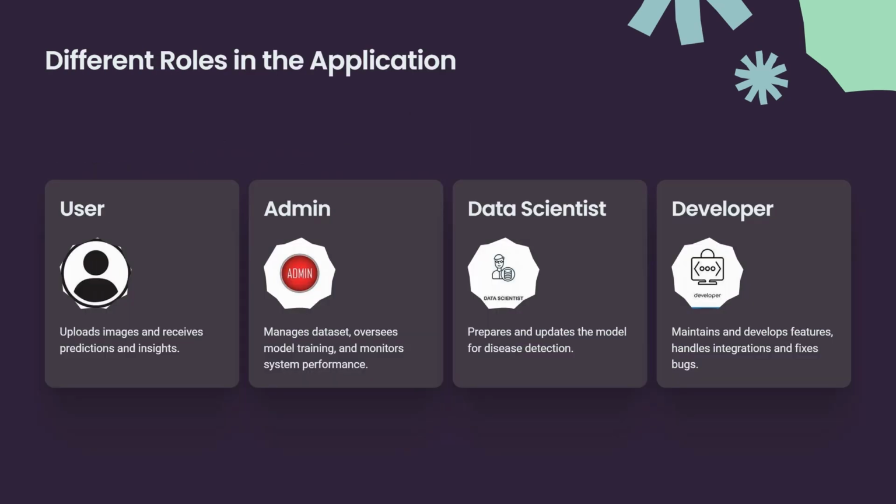Coming to the different roles in the application, there are roles such as user, admin, data scientist, and developer. The user is a person who uploads the plant images and receives the plant disease as the output. The admin is someone who oversees everything, such as managing datasets, overseeing model training, and monitoring the system performance. The data scientist is someone who prepares and updates the model for plant disease detection according to the current trends in the agricultural world.